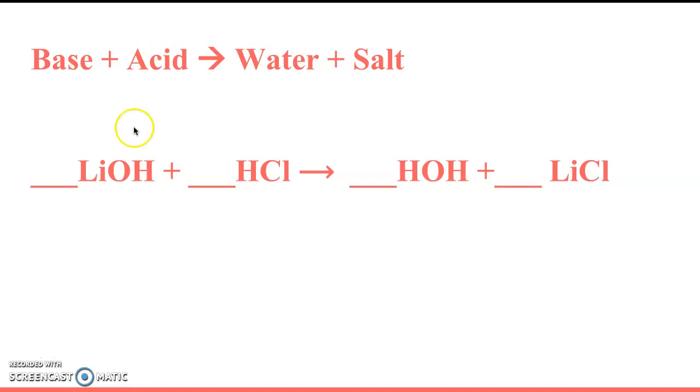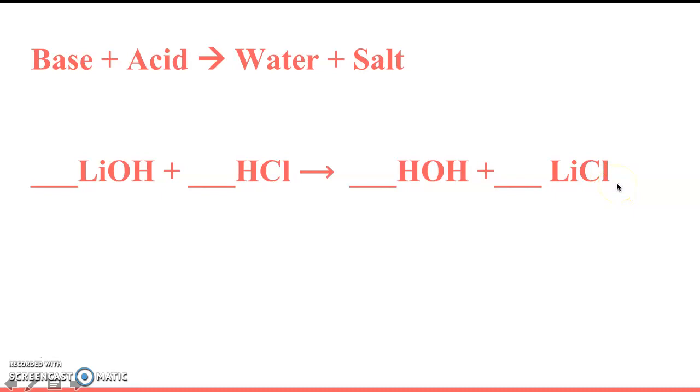So we have a base, LiOH, plus an acid. It's going to make water. Again, the H comes from the acid, the OH from the base. We have a double replacement occurring. These two are switching places, which means lithium is now going to combine with chlorine. Lithium has a +1 charge, chlorine has a -1 charge, so we get Li1, Cl1 as our salt.